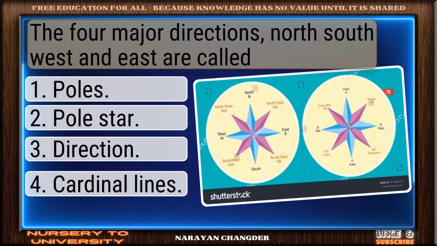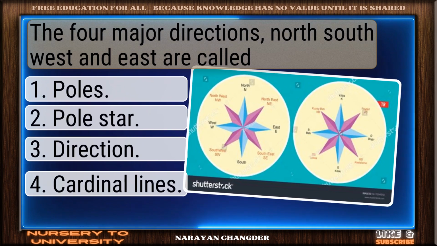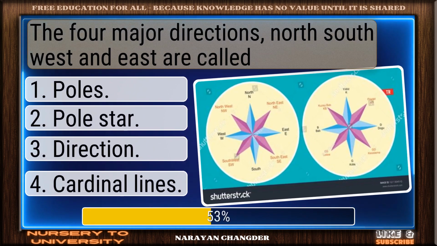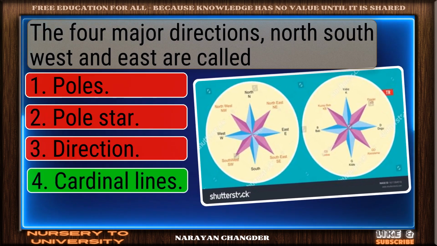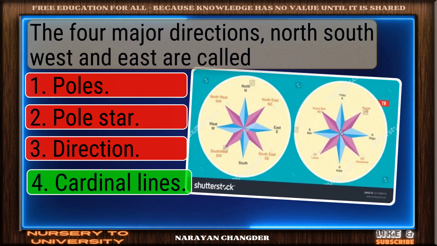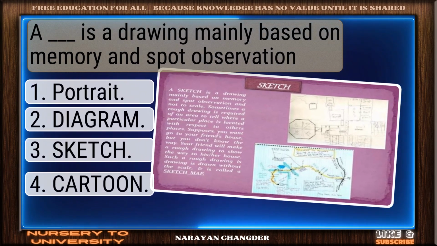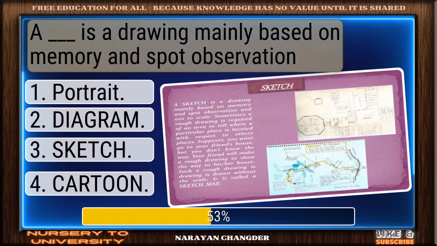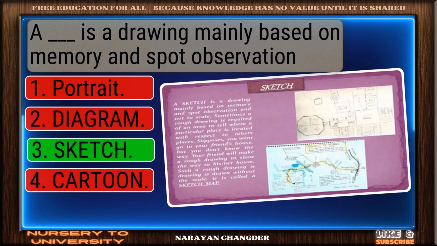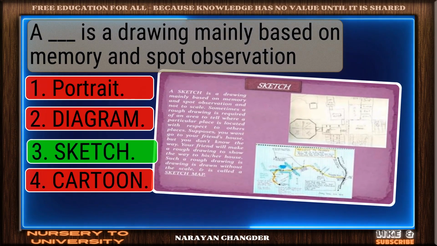The four major directions, north, south, west, and east, are called. Solid response. Cardinal lines is a valid choice. A dash is a drawing mainly based on memory and spot observation. Correct response. Sketch is the most accurate answer.